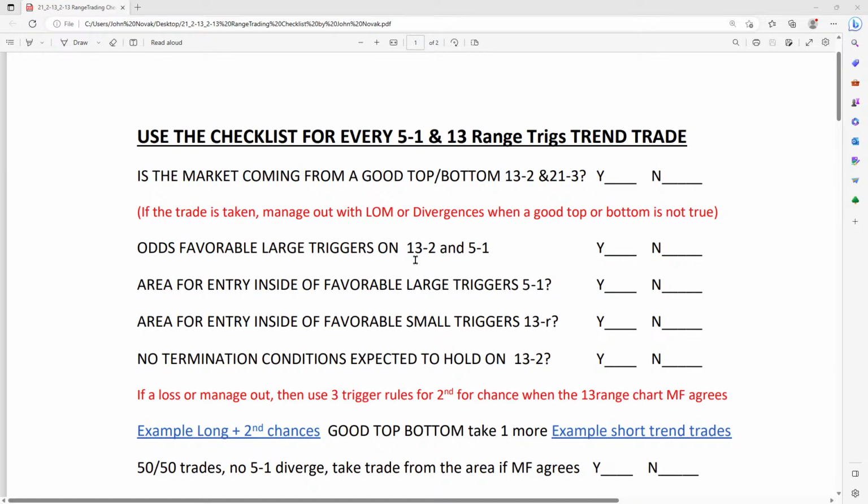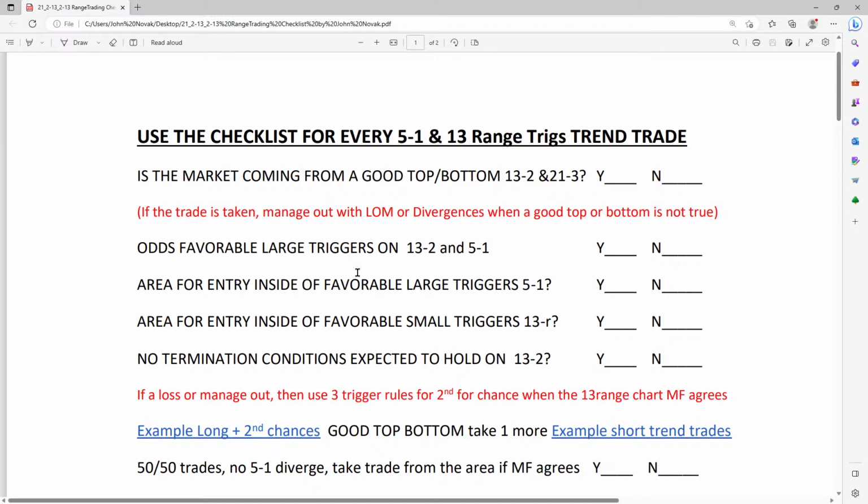For me, I really like the 13 range chart. I've been kind of going back and forth between the 8 range and the 13 range, running them both. And last week I decided, you know what, I'm just going to get rid of the 8 range chart and only use the 13 range chart.